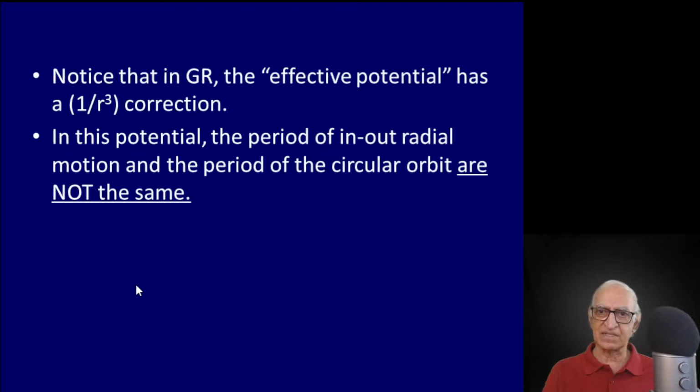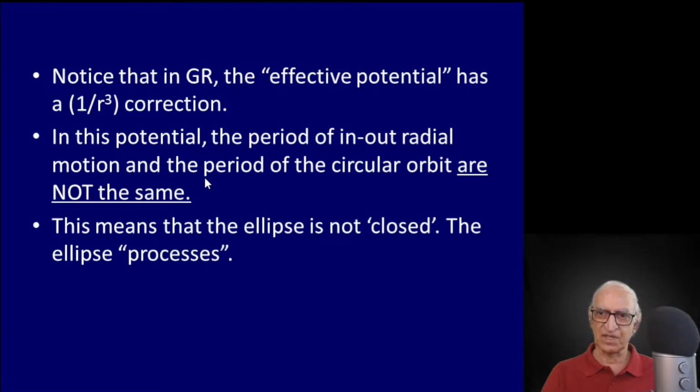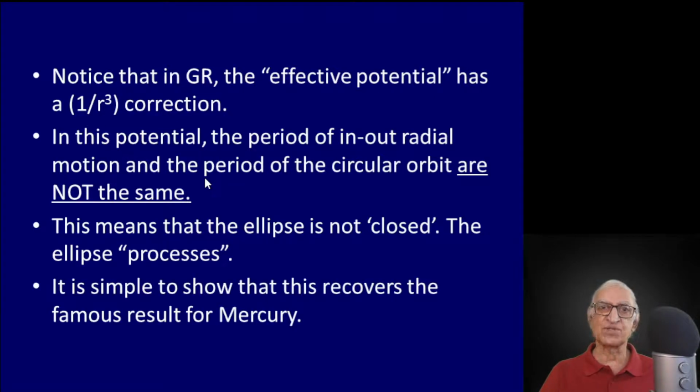The net result is that the period of the in and out motion in Einstein's effective potential is not equal to the period of the circular motion, because this effective potential is asymmetric and it has a 1 over r cubed term in addition to 1 over r squared term. This means the ellipses will not be closed, which means the ellipses will precess. Okay? It is simple to show that this will give you the precession of the perihelion of Mercury.